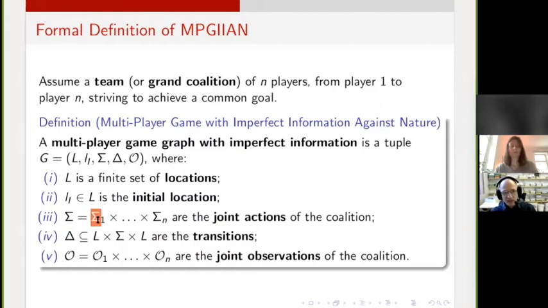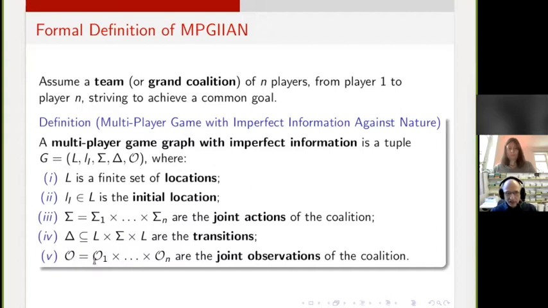And as you see, we assume that each agent i is given a set sigma i of actions. These are the actions available to this agent. In this particular game, it was the same set, but need not be. Then we have a set of transitions between locations based on joint actions. And then we have a set of joint observations.